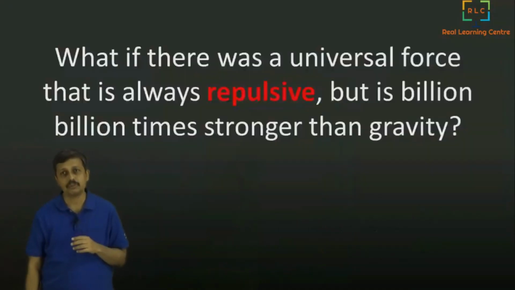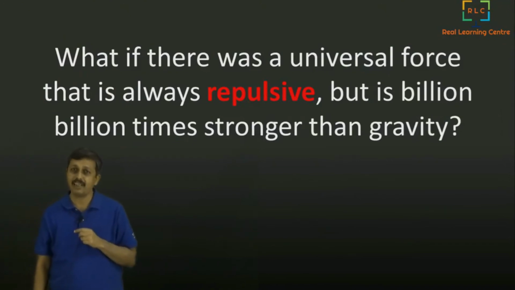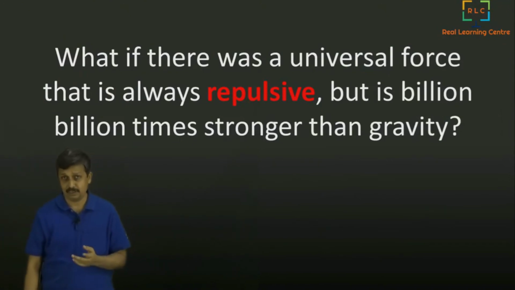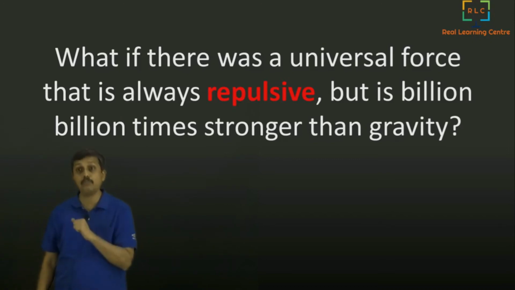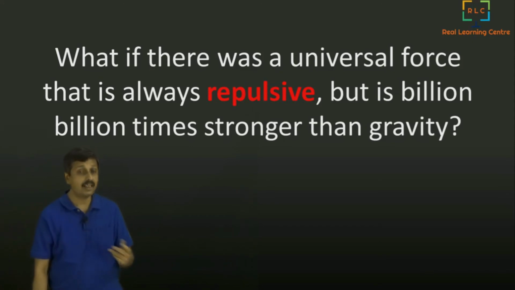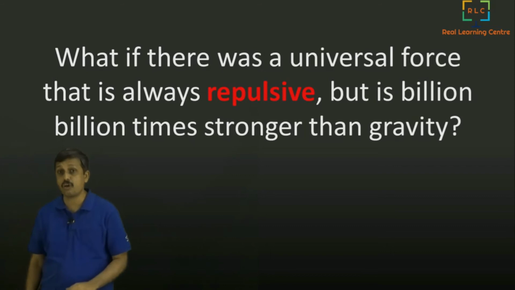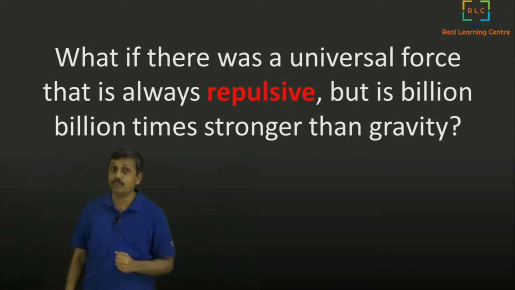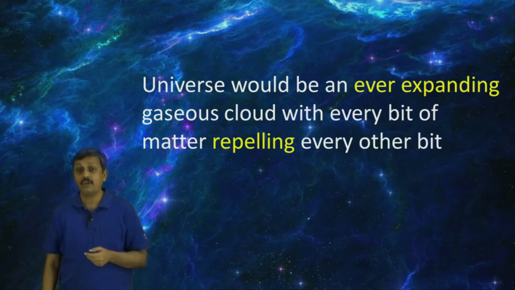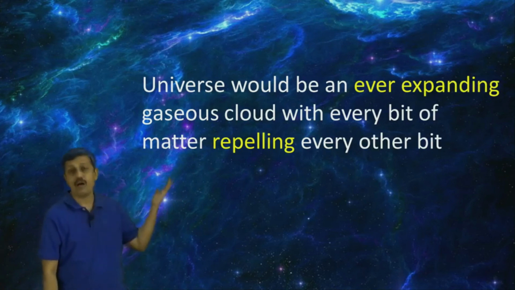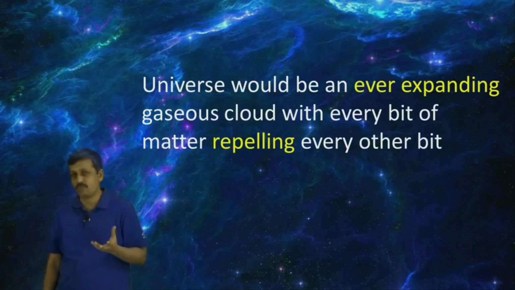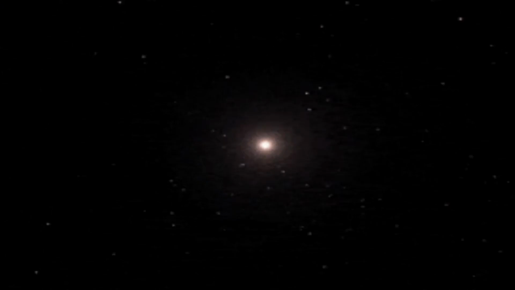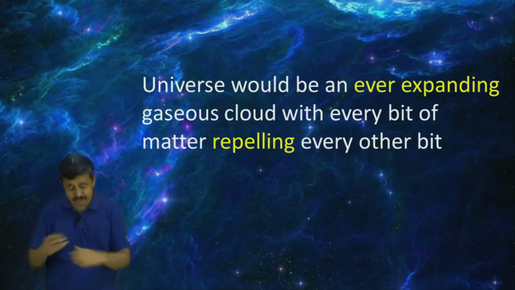So what if our universe had a force which is always repulsive? Instead of attractive, it is repulsive, but a billion times stronger than gravity. We know that gravity is attractive. But if you take a repulsive force which is a billion times stronger than gravity, how would our universe be? Our universe would have been simply an ever-expanding gaseous cloud with every bit of matter repelling every other bit. The planets would not have formed, we would not have formed, nothing would have happened. It would have been all bits going away from everybody else because it's all repelling.